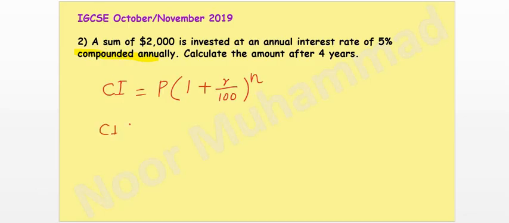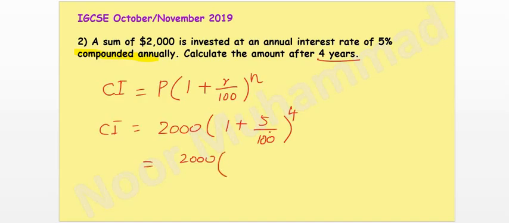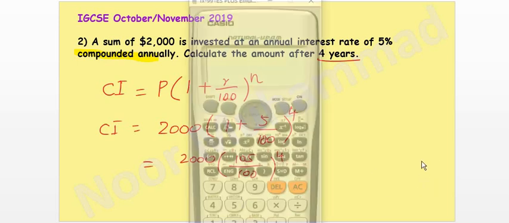So it will be, principal amount is 2,000, and 1 plus, what is the rate? The rate is 5%, so it will be 5 out of 100. And for how many years you have deposited it? For 4 years, right? So this one will become 2,000, and this one will become 105 over 100, and it is for 4 years. So let's put all these values into the calculator.